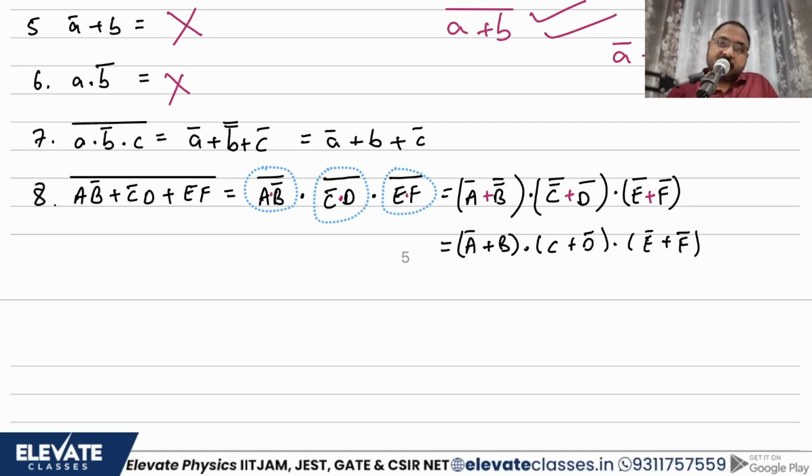Once you're comfortable with the solved ones, go to the unsolved ones. A good source of problems for this topic would be the textbook by Floyd. Okay, that is a very good source of problems.